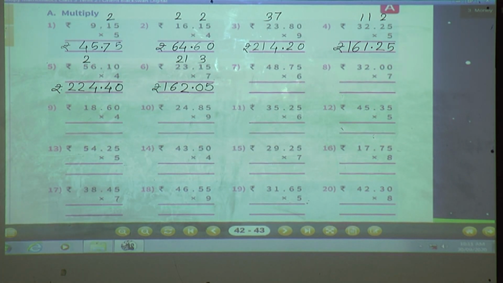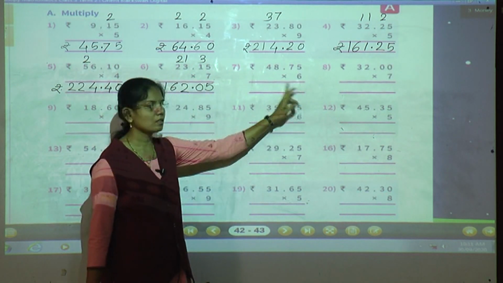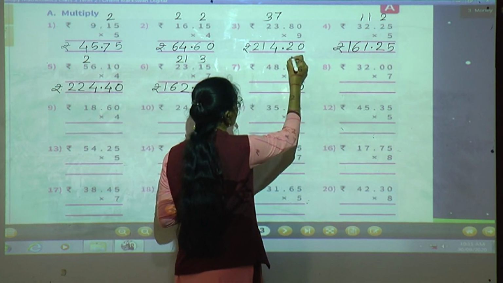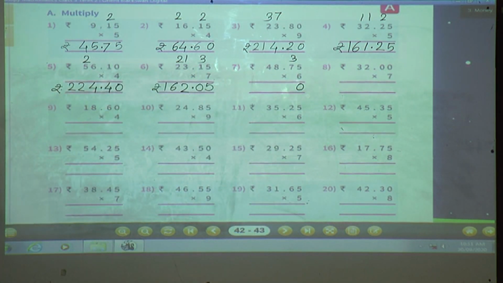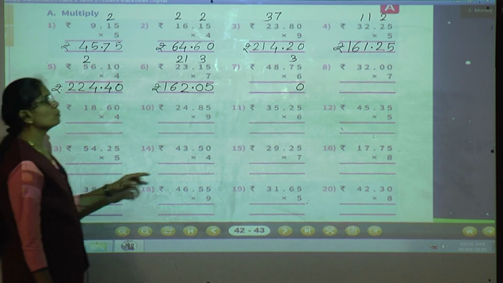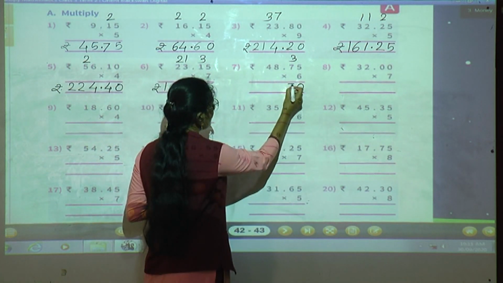Now we'll move to the next example, that is the 7th number. See the 7th number, rupees 48.75 into 6. Yes, do the multiplication. 6 into 5, 6 5s are 30. So here we'll write 0 and 3 as a carry. Then 6 into 7, 6 7s are 42. 42 plus 3, 45. So here we'll write 5 and 4 as a carry.